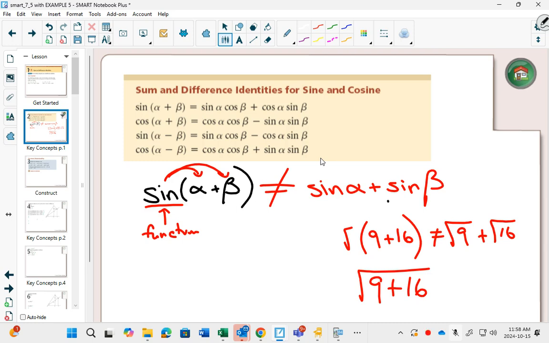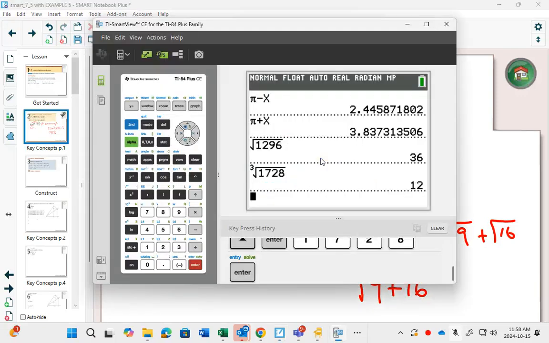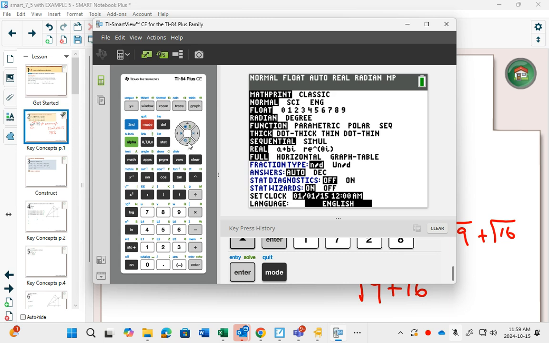However, this is not true. Sine of alpha plus beta is not sine of alpha plus sine of beta. We can test it by taking some values that we know. I'll just go into degrees, just so it makes it even easier to see, right?